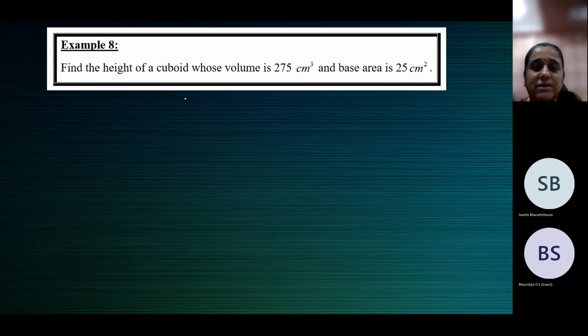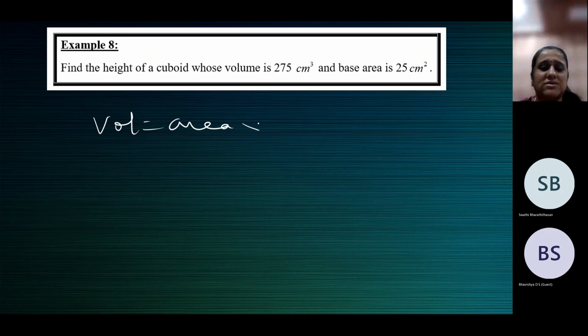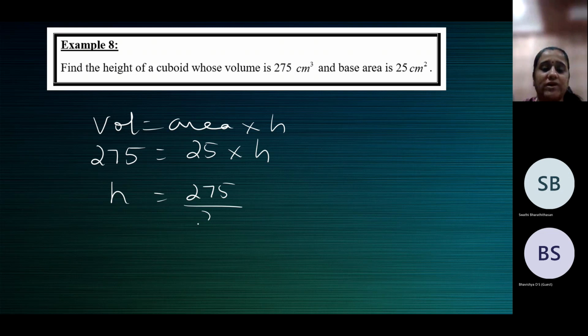Okay, so these are the examples before that exercise. Find the height of a cuboid whose volume is 275 centimeter cube and base area is 25 centimeter square. So we know that volume is equal to area into height. A very simple way of saying volume is equal to area into height. So volume 275 is equal to area 25 into height. So height is equal to 275 divided by 25, which is equal to 11 centimeters.